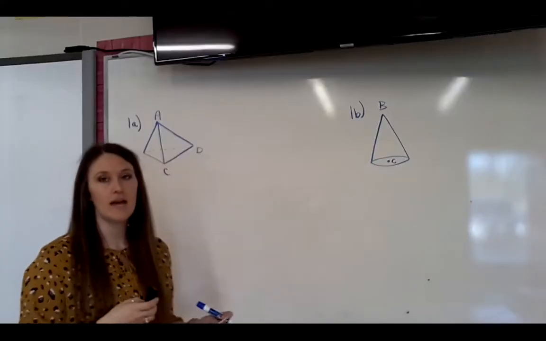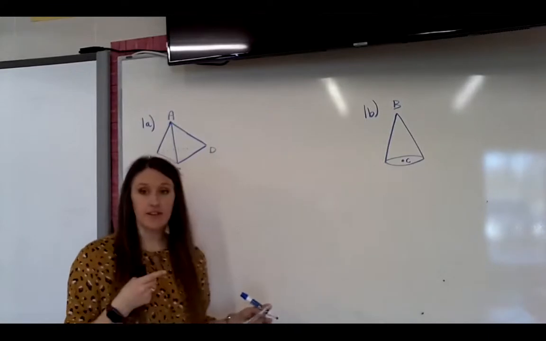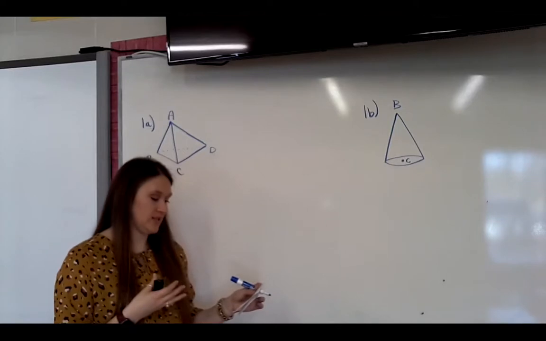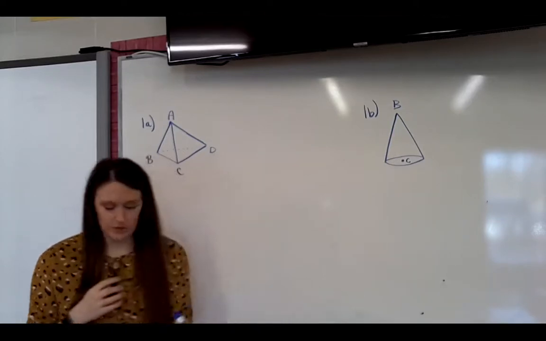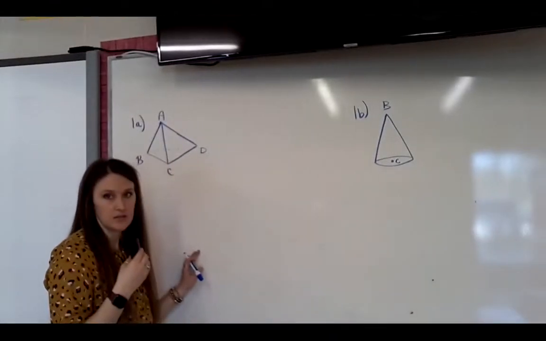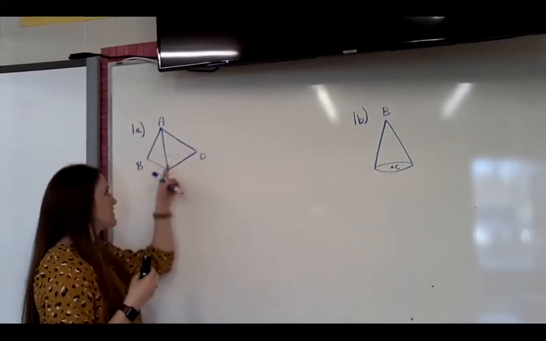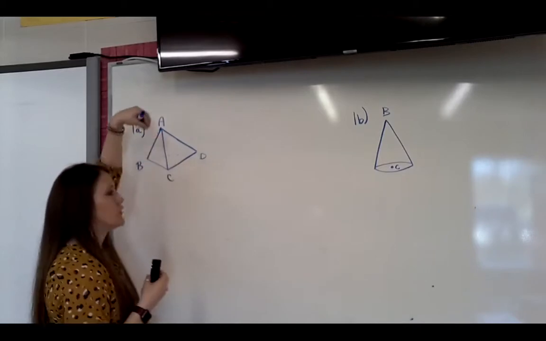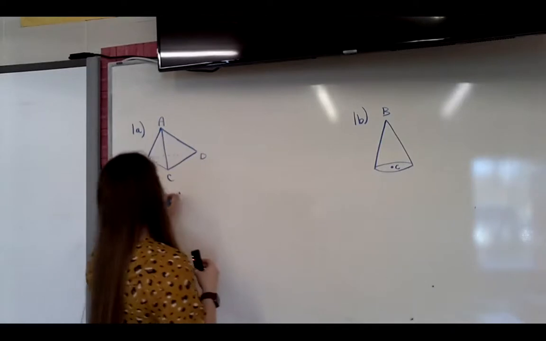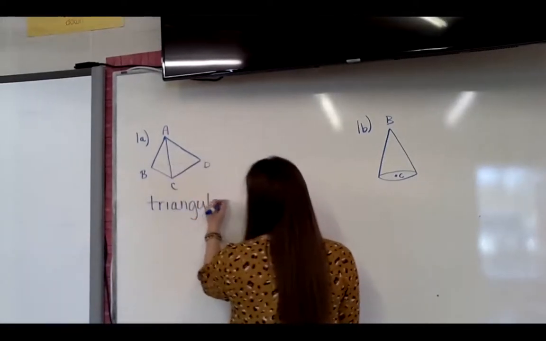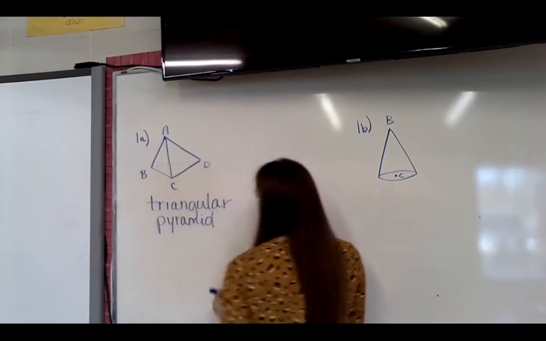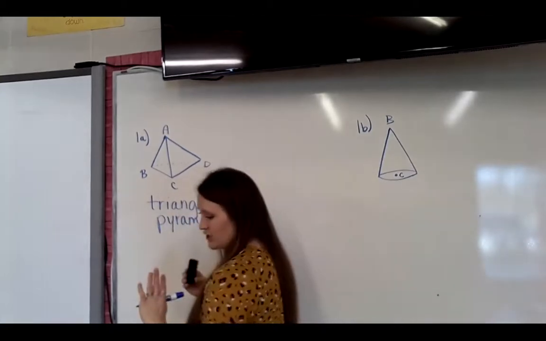All right, on 1A and 1B, says to identify the figure first, name the bases, faces, edges, and vertices. Then identify a pair of skew lines. So first, let's identify the figure. Figures are named by the shape of their base. So the bottom of this one is a triangle, and it all comes to one point. That lets me know it's a pyramid. So that is a triangular pyramid.